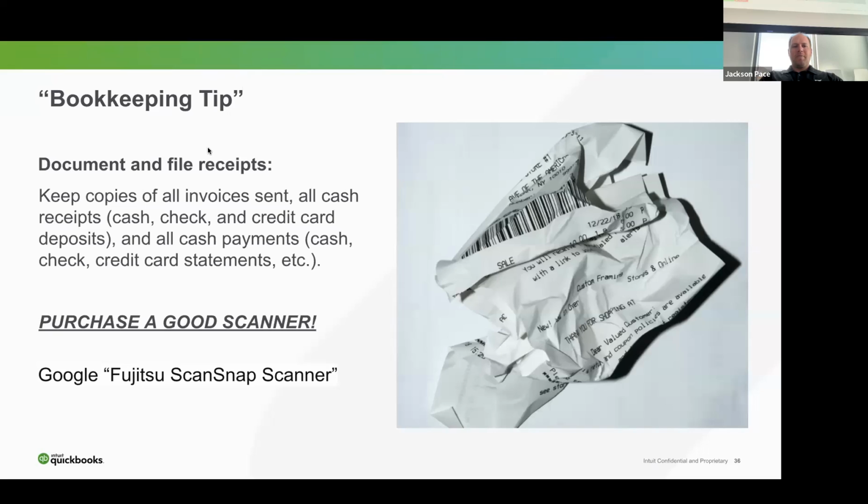Bookkeeping tip: document and file receipts. Keep copies of all invoices sent, all cash receipts, cash, check, credit card deposits, cash payments, really just all the paper backup that you get from transactions. It's always handy to keep it. My thing is I'm not a huge fan of paper. That's why you see the crumpled up receipt, because paper is hard to manage. You get all these stacks of paper and it's hard to manage. So my one bookkeeping tip would be to buy a good scanner.